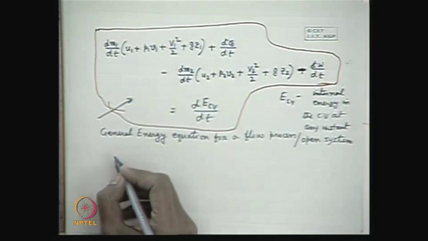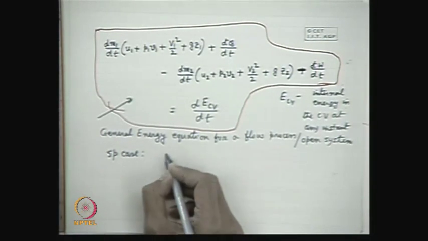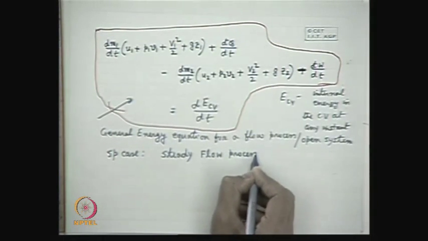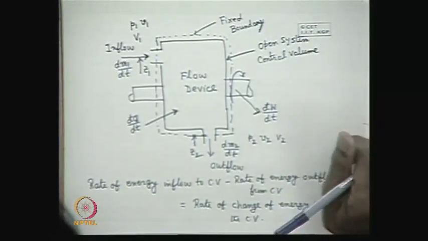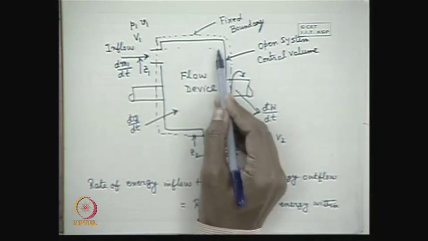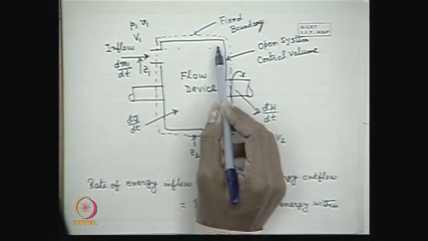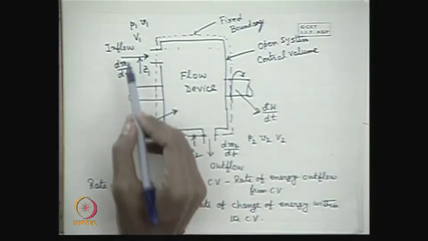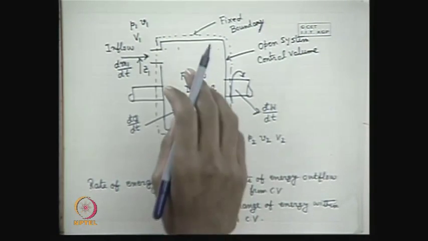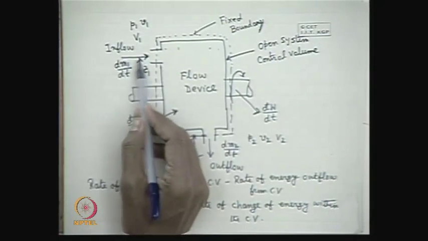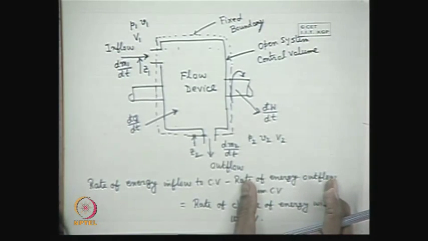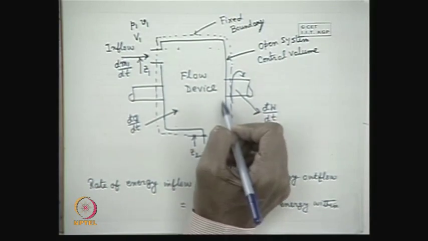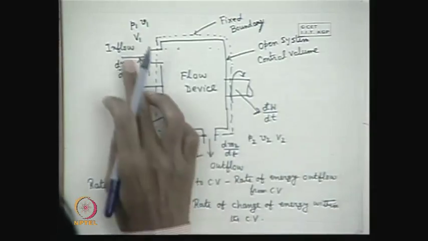Now, as a special case, when the flow process is steady, we know the definition of a steady flow field, that means each and every point in this system, the properties are invariant with time. As a whole, the properties within this control volume or the open system would be invariant with time. This will happen when the mass flow rate at inlet and mass flow rate at outlet are the same, so there will not be any mass accumulation within the control volume. At the same time, the energy inflow to the control volume must be equal to the energy outflow from the control volume, so that there is no change of energy within the control volume with time, and the energy quantity remains the same, the mass remains the same. So, all the thermodynamic properties at each and every point within the control volume will remain the same. This situation refers to a steady flow process.